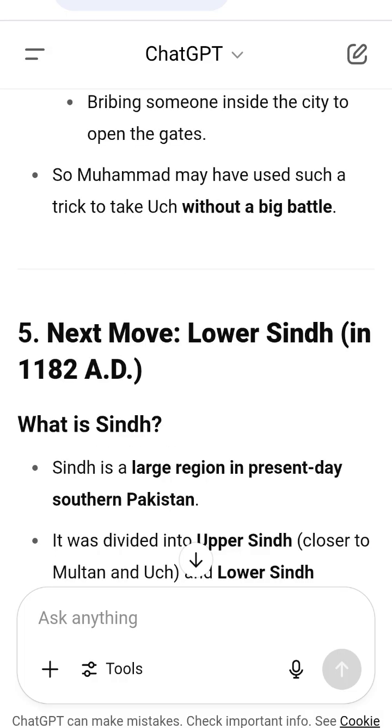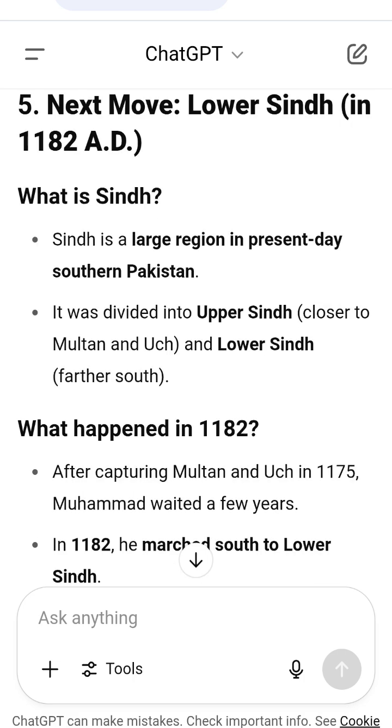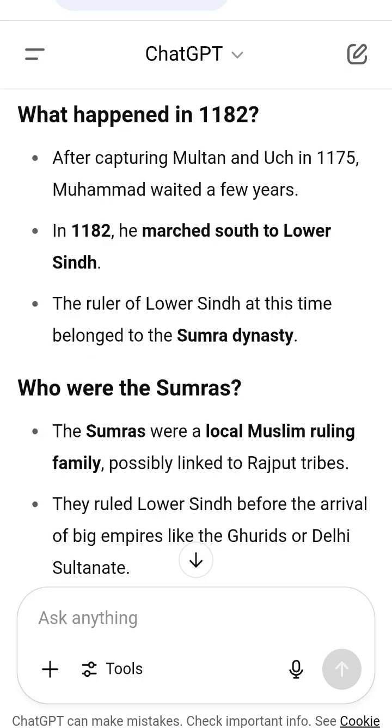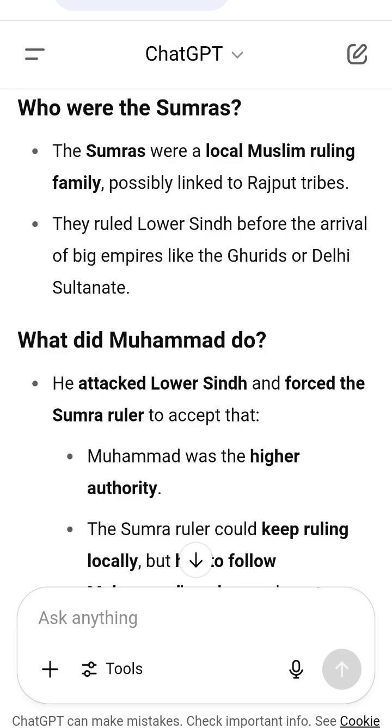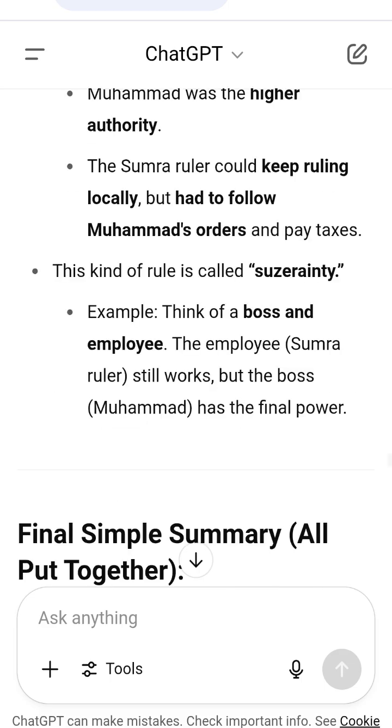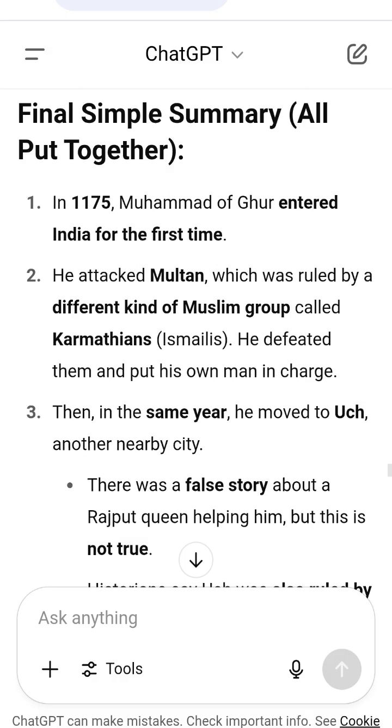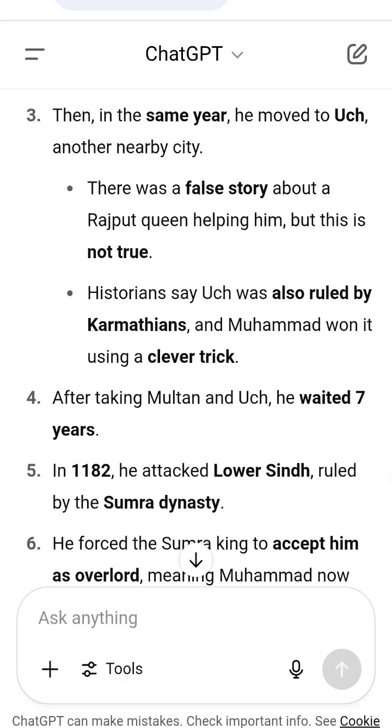3. Muhammad returns to conquer Lower Sindh, 1182 AD. After taking Multan and Uch, Muhammad waited a few years. In 1182 AD, he marched south into Lower Sindh. Lower Sindh was ruled by a local Muslim dynasty called the Sumras. The Sumra king did not fight a big war, but was forced to accept Muhammad's authority. This means the Sumra ruler could keep ruling his land, but he had to obey Muhammad, pay taxes, and accept him as the overlord.